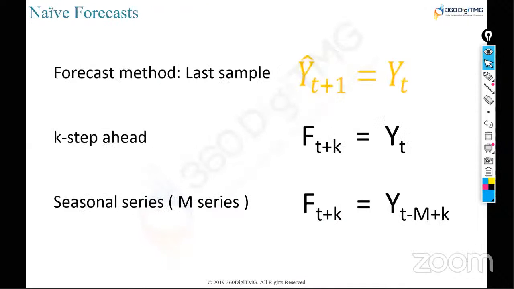Now we have certain naive forecasts. The good thing about forecasting is that you can come up with any forecast model under the sky. If it satisfies the requirement of the error, then your forecast model or your forecast method is good.